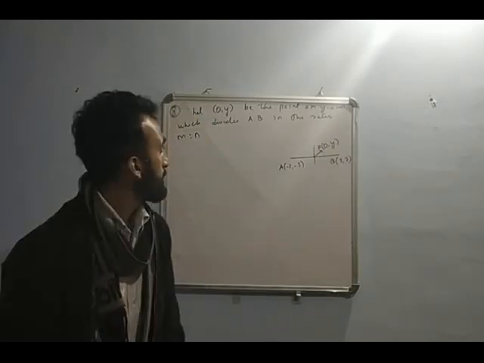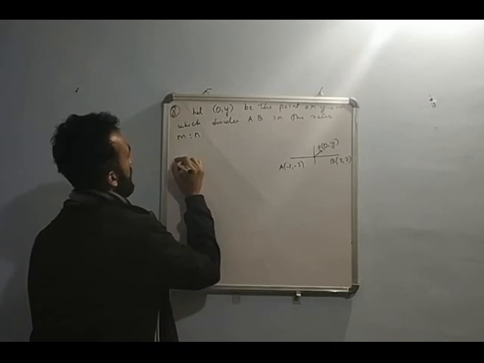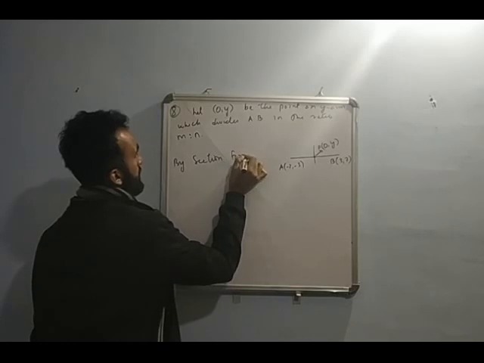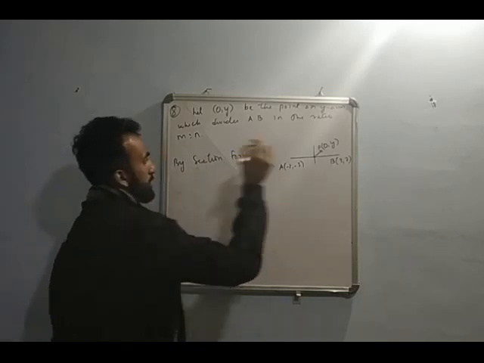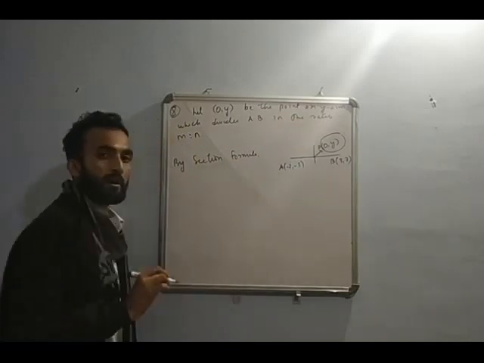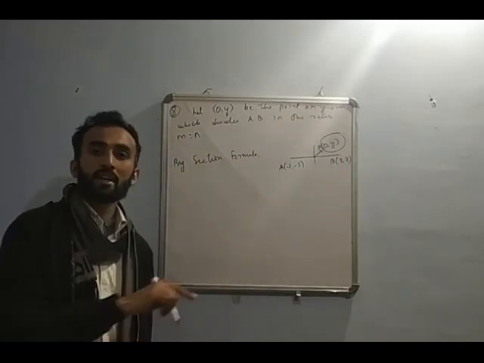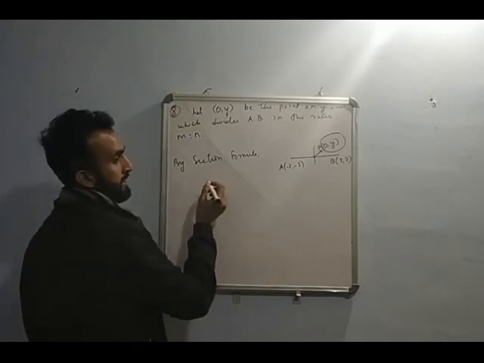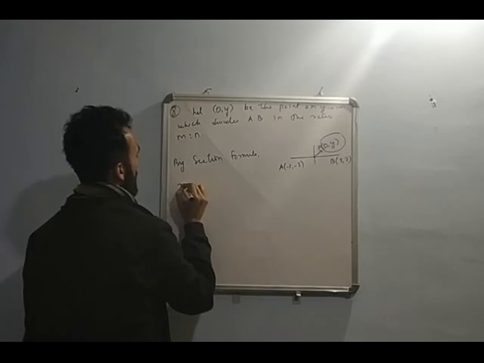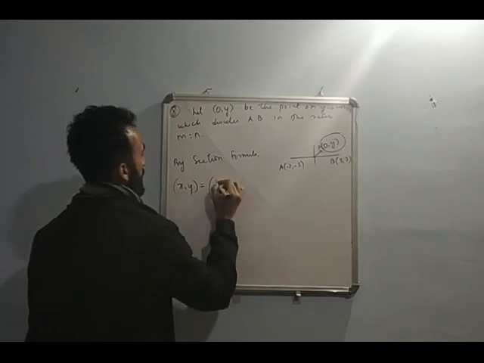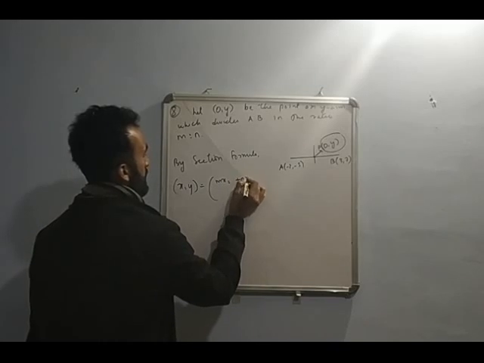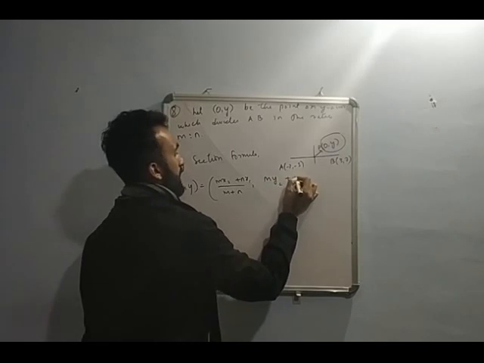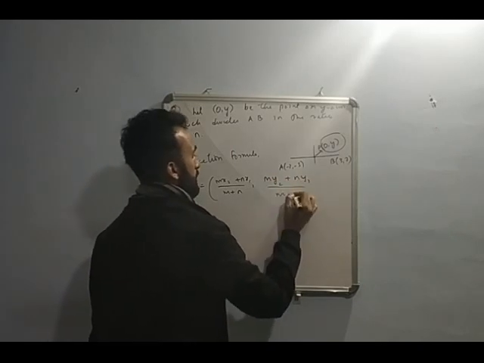Okay, so let's see. By section formula, the new thing here is just this. This is not given to you, (0, y). You have to write it by yourself. If it is divided by the x-axis, you have to write (x, 0). So by section formula, (x, y) is equal to (mx2 plus nx1) divided by (m plus n), (my2 plus ny1) divided by (m plus n).